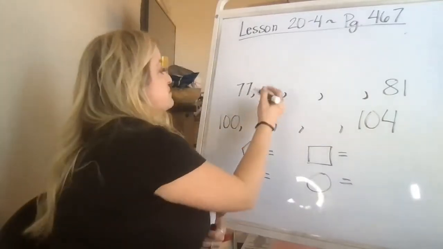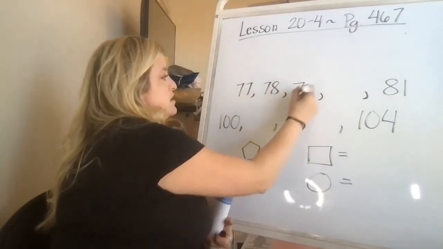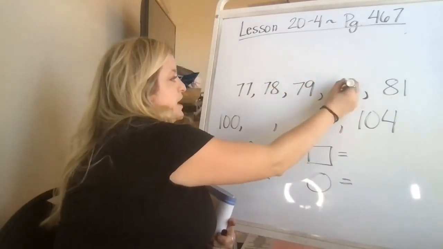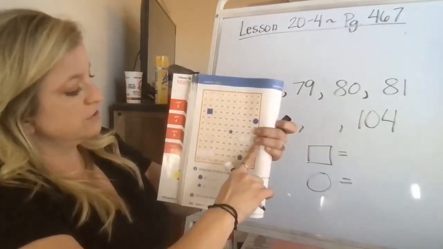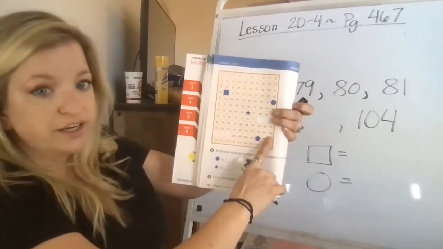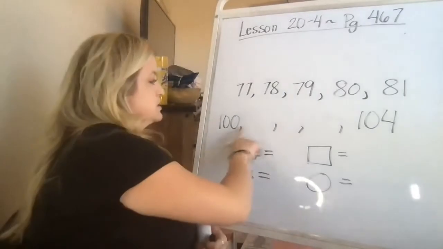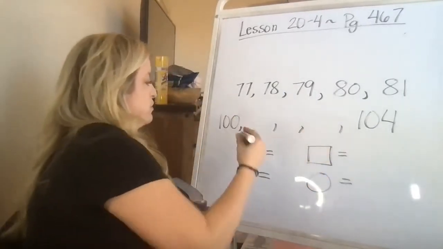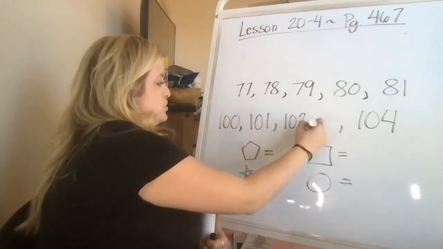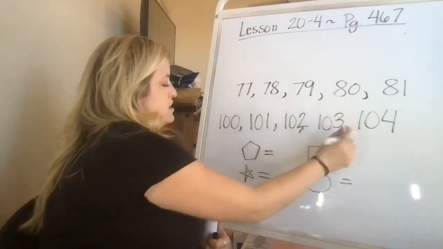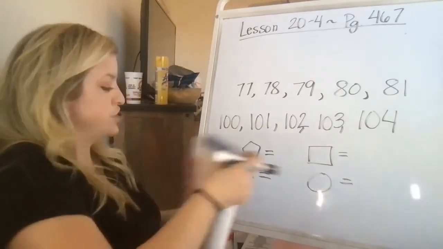So 77, we're just counting on by ones, 78, 79, 80, 81. So that would go here. The next one starts at 100 and kicks back up again at 104. So that's what I have here. So we're counting by ones, 101, 102, 103, 104.